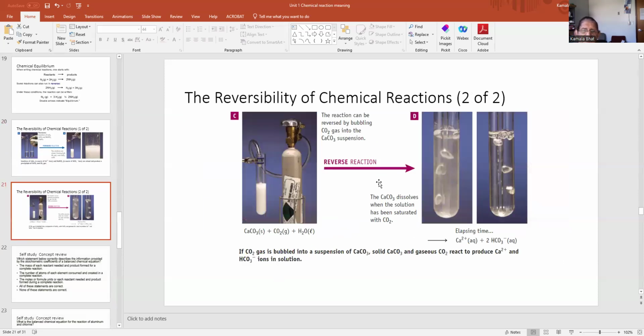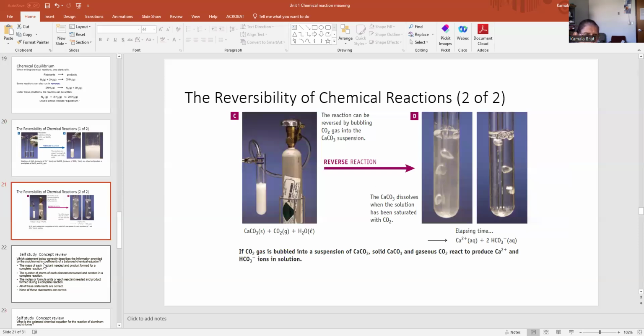Now, if to this reaction you just pump in some carbon dioxide and bubble it through the solution, through the slurry, you find that the solution has turned back clear, thereby reversing the reaction, because the calcium ion and the bicarbonate ion do not have any color.